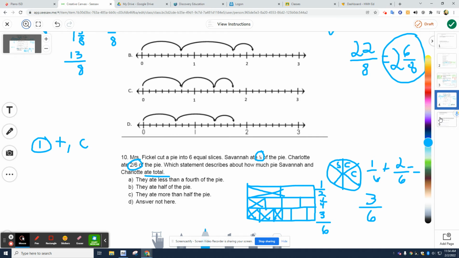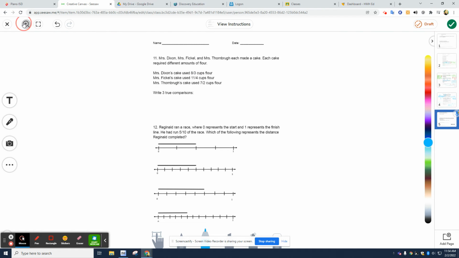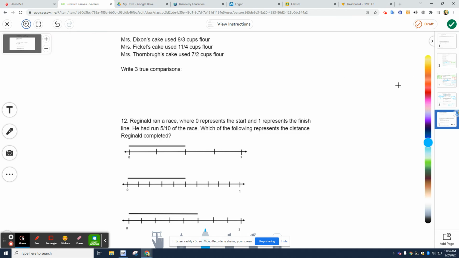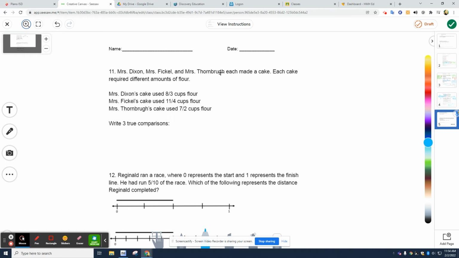Let's try number 11. Mrs. Dixon, Mrs. Fickle, and Mrs. Thornborough each made a cake. Each cake required different amounts of flour. Mrs. Dixon's cake used 8/3 cups of flour. Mrs. Fickle's cake used 11/4 cup of flour. And Mrs. Thornborough's cake used 7/2 cup of flour. Write 3 true comparisons.